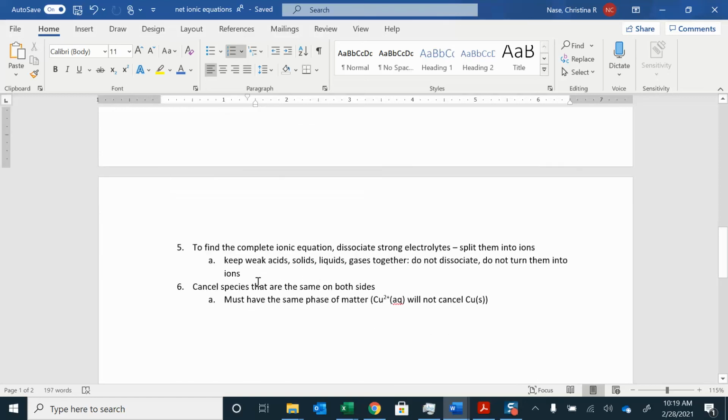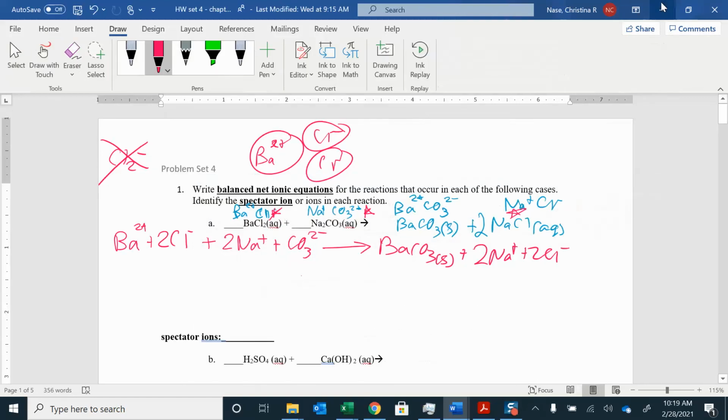The last thing we're going to do is cancel things that are the same on both sides. So I'm going to cancel my chloride ions, my sodium ions. And this is the part where you'll recognize if you forgot to balance. Because if I didn't balance this over here, I would have 2 sodiums and then 1 sodium over here and 1 chloride over there. So that should indicate to you that, wait, these are not balanced. Of course they have to balance. So those are my spectator ions. Spectator ions are the things that just watch the reaction go by. They're not involved in the reaction itself.